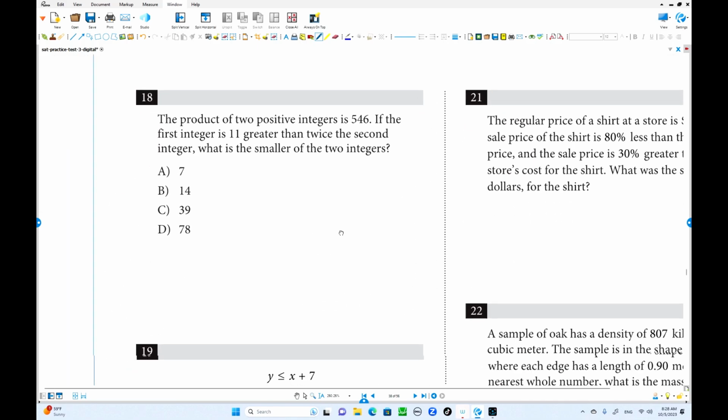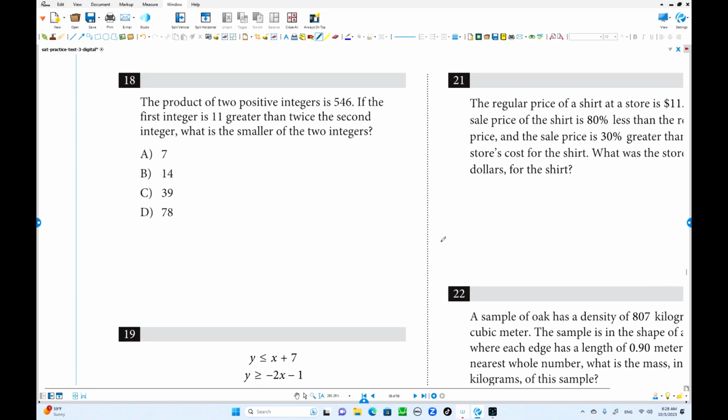Here is number 18. The product of two positive integers is 546. Maybe you can use A times B equals 546. One number is 11 greater than twice the second. So if A is greater than B, the smaller one, then A equals twice B plus 11. From here, we're going to find the smaller integer. We're going to find the value of B over here.